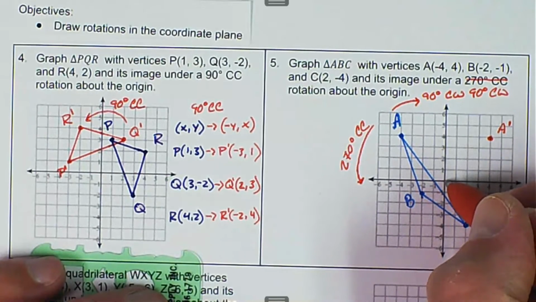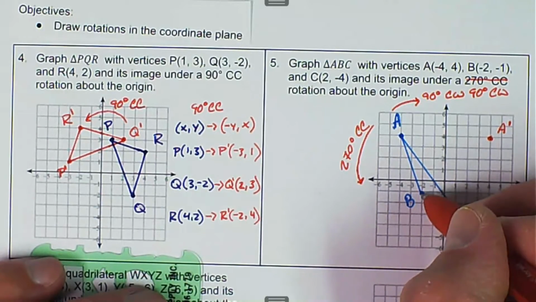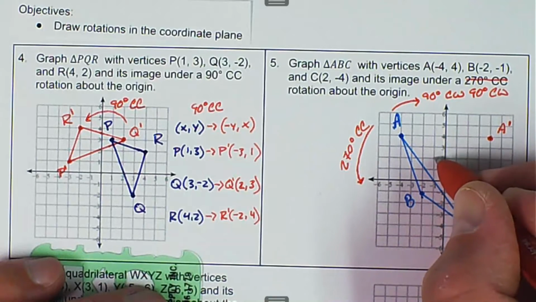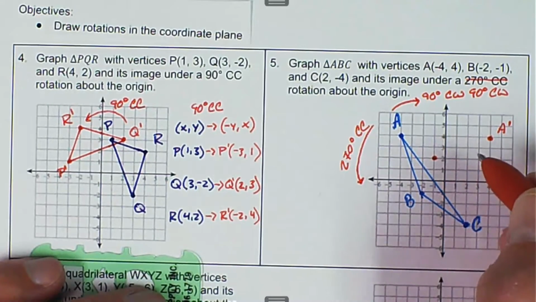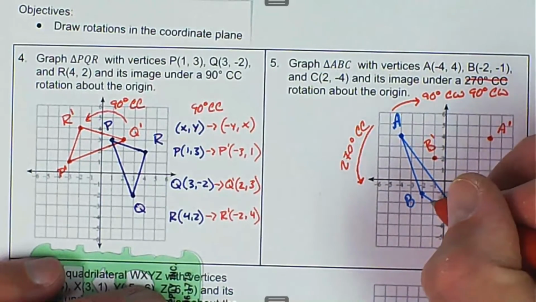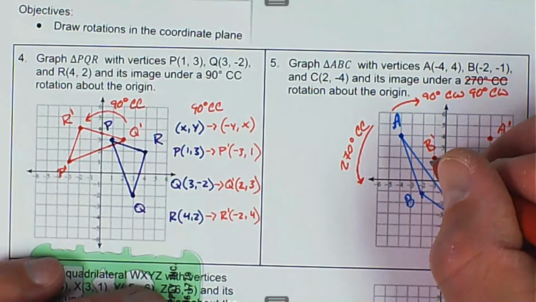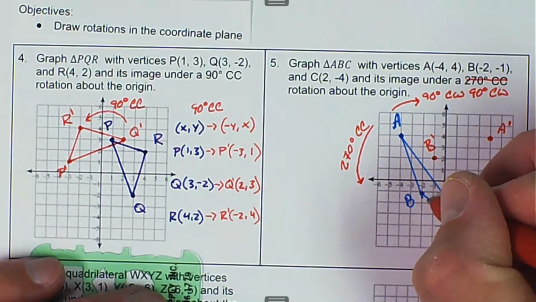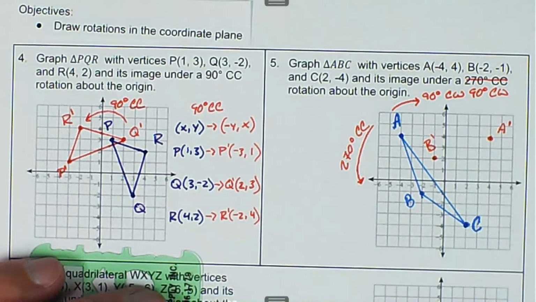To get to B, I went out 2 and turned left. So I'm going to go up 2 and turn left 1. That's going to be B prime. And that makes sense because we're going 90 degrees clockwise. So we're going to move from quadrant 3 to quadrant 2.